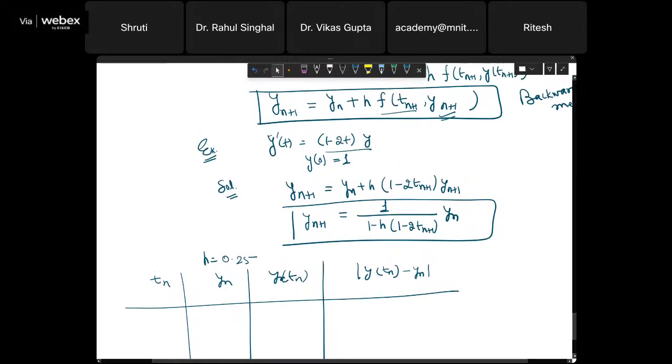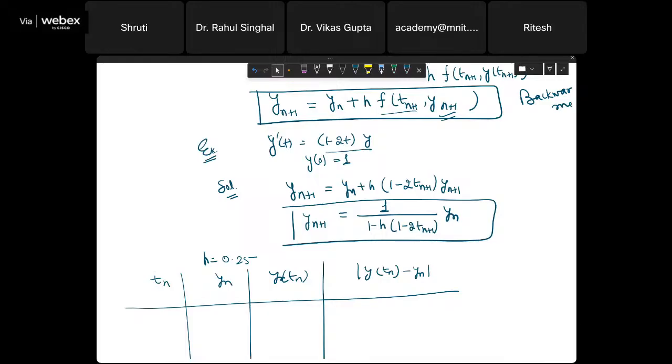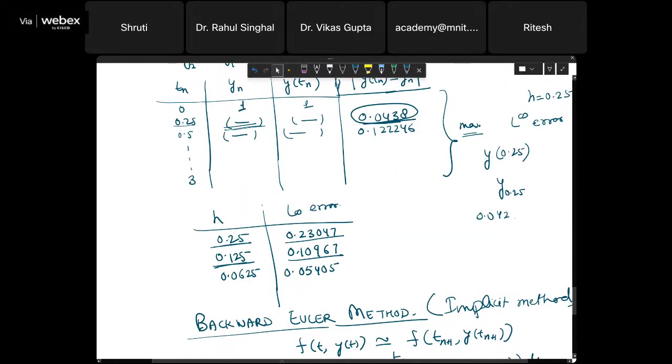Like if we take, it shows this pattern that if you reduce the step size, means if you make it half of the previous one, then in the backward Euler method also the error comes down to half of the previous one. Okay, so in here itself, for L infinity error, at least I'll give you.